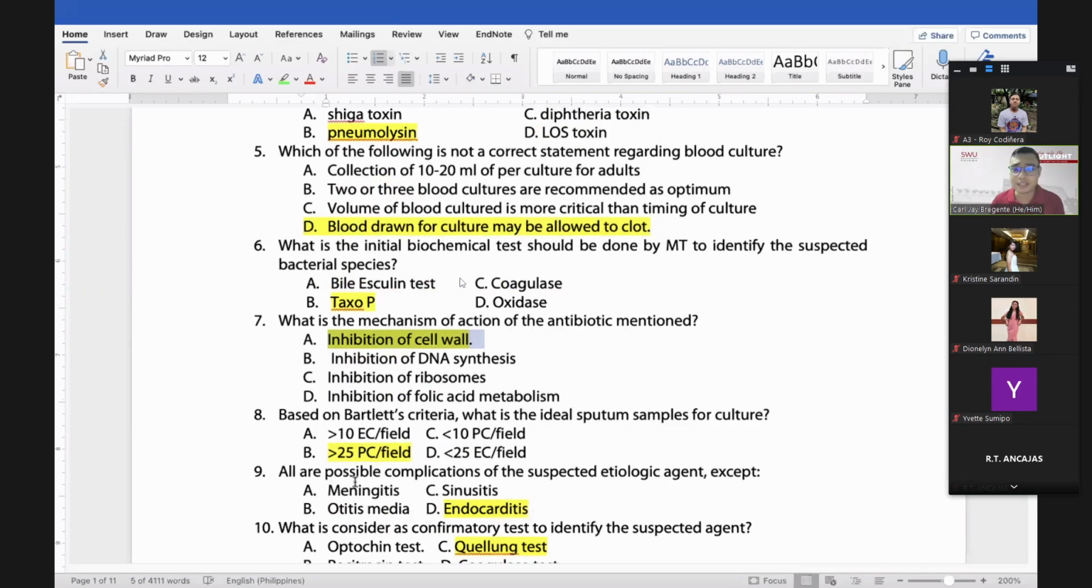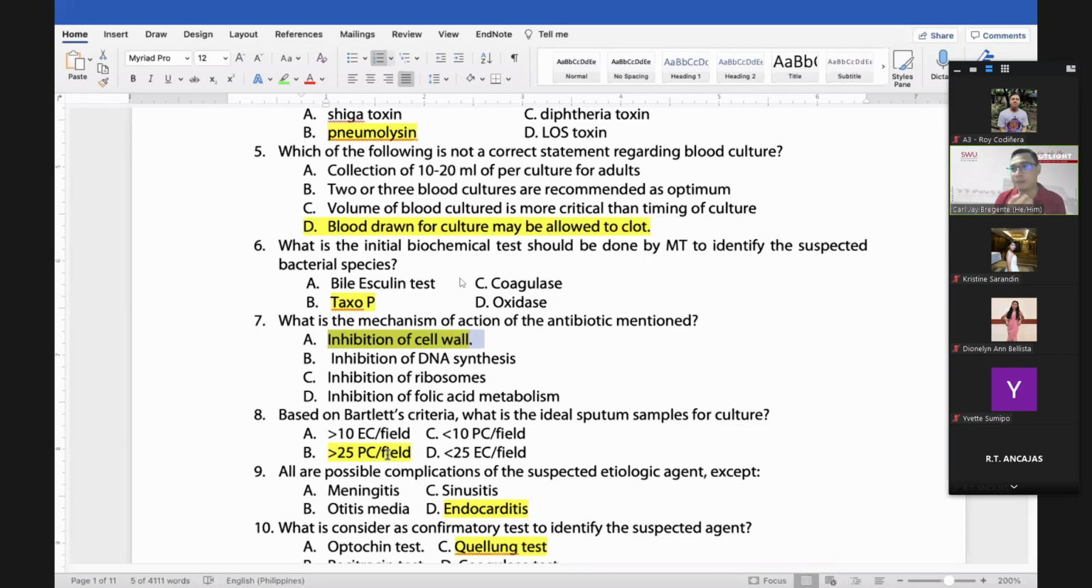So based on Bartlett's criteria, what is the ideal sputum sample for culture? So here, more than 10 epithelial cells per field, more than 25 pus cells per field, less than 10 pus cells per field, and less than 25 epithelial cells per field. So ideally, the best answer, class, should be it should have more than 25 polymorphonuclear cells or your pus cells.